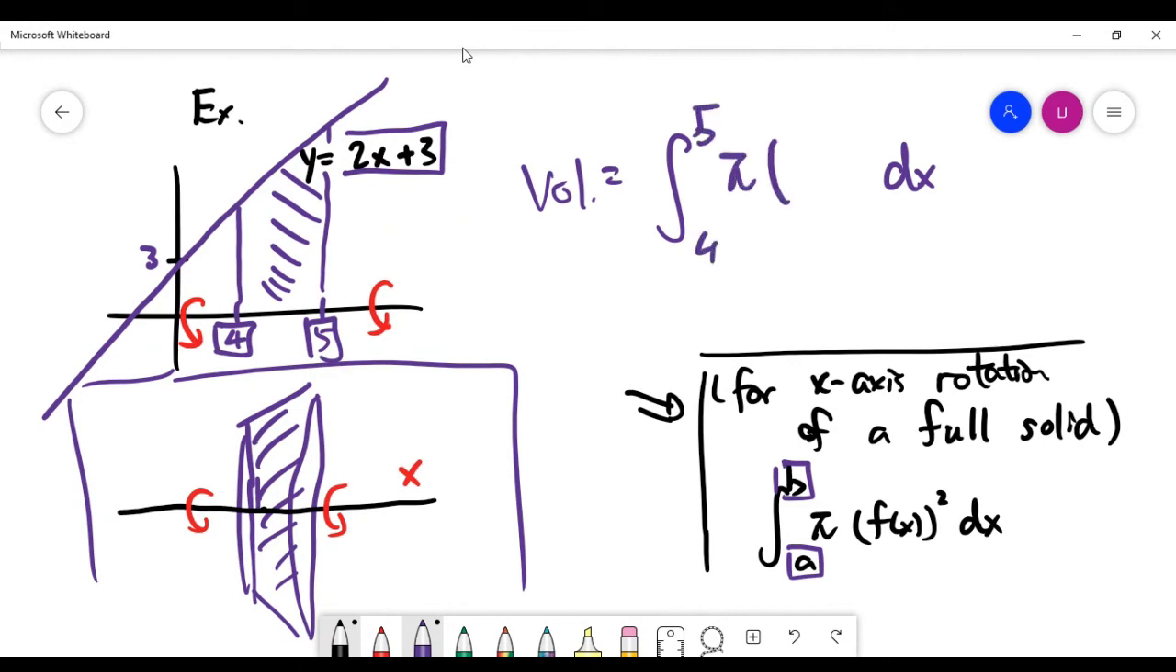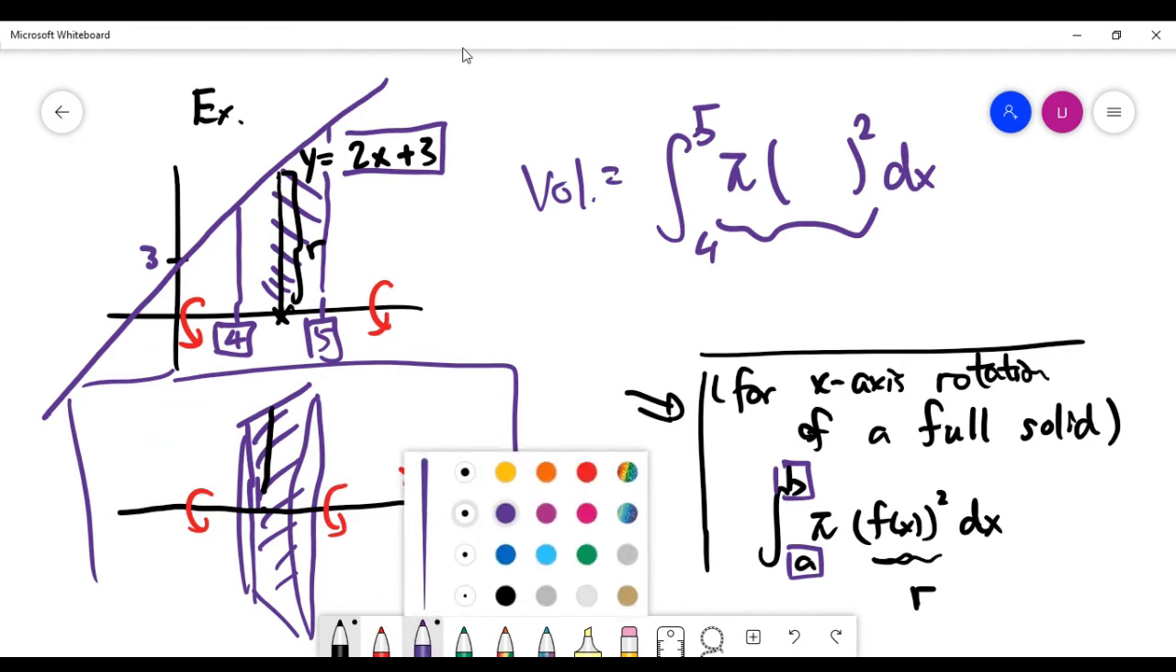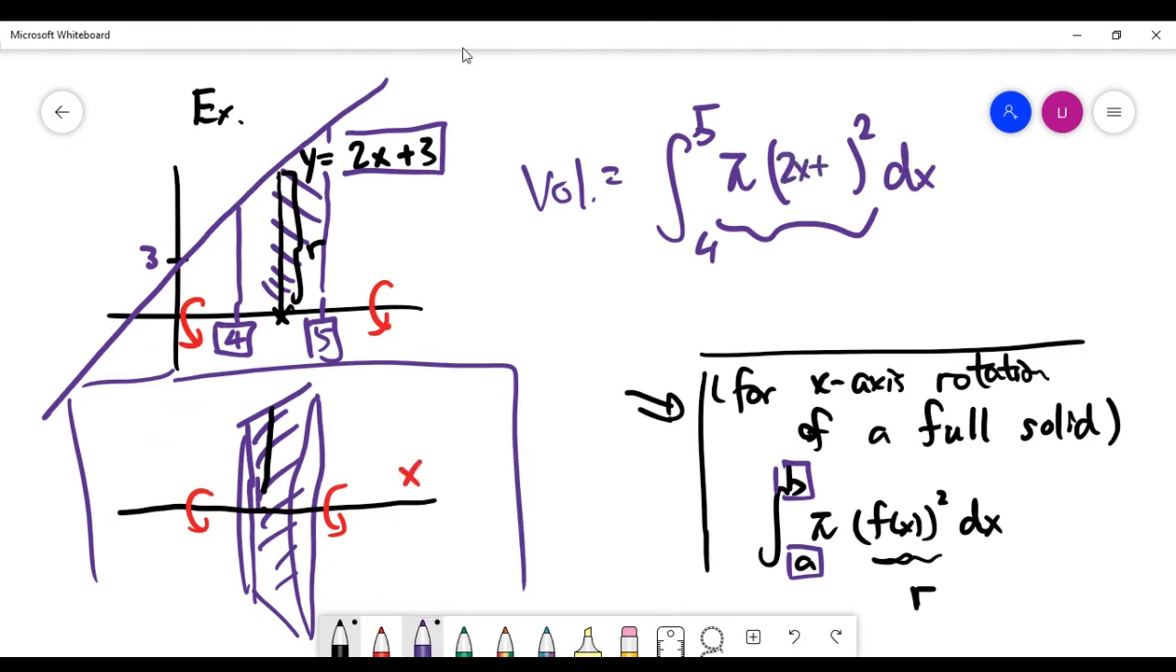And let's look at the content inside the integral. The thing inside the integral should mean the area of a circle, which has the radius of a straight line like this, depending on the point you use here, right? And as we have mentioned here, such a radius is exactly the function f of x, and that's why I just put the function f of x here, which is 2x plus 3.